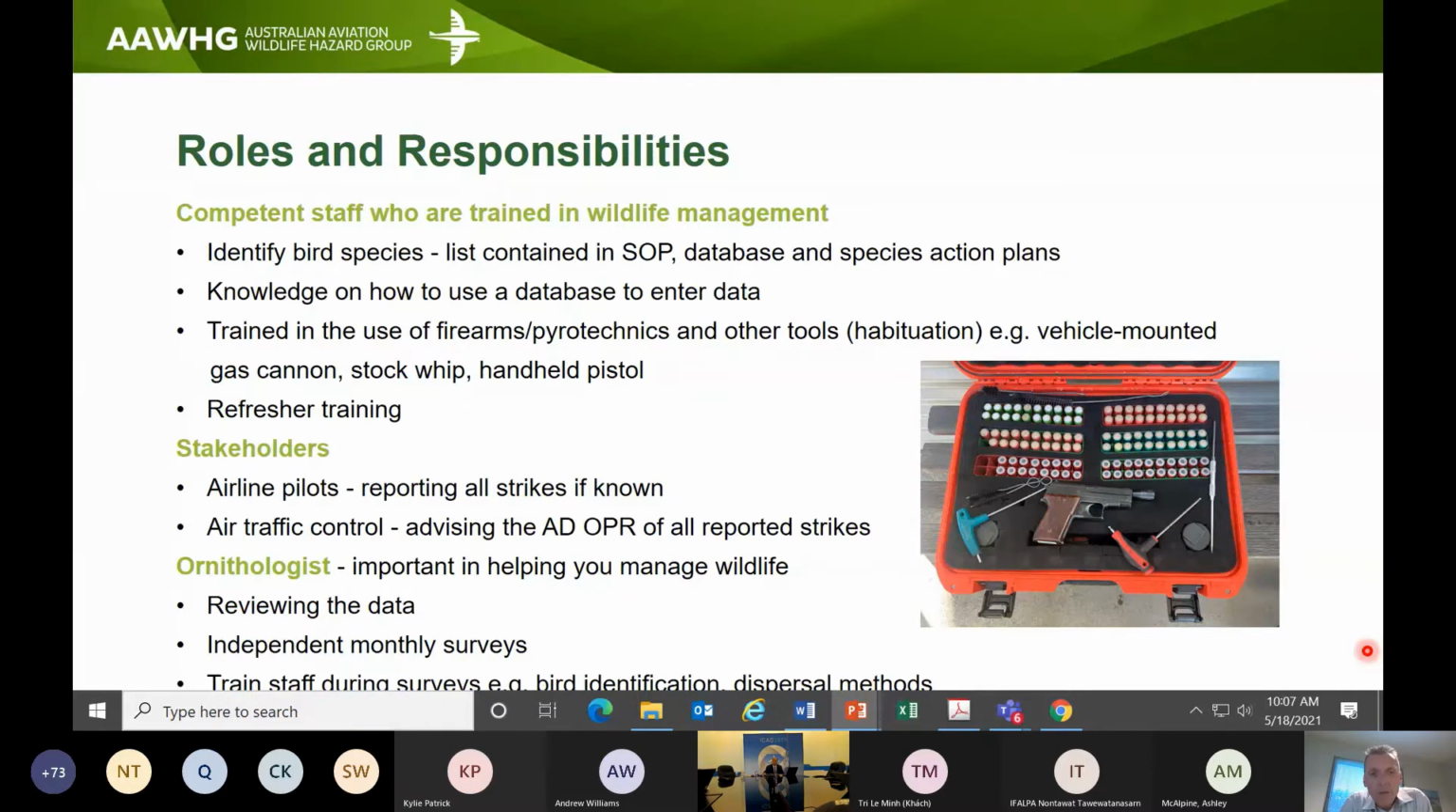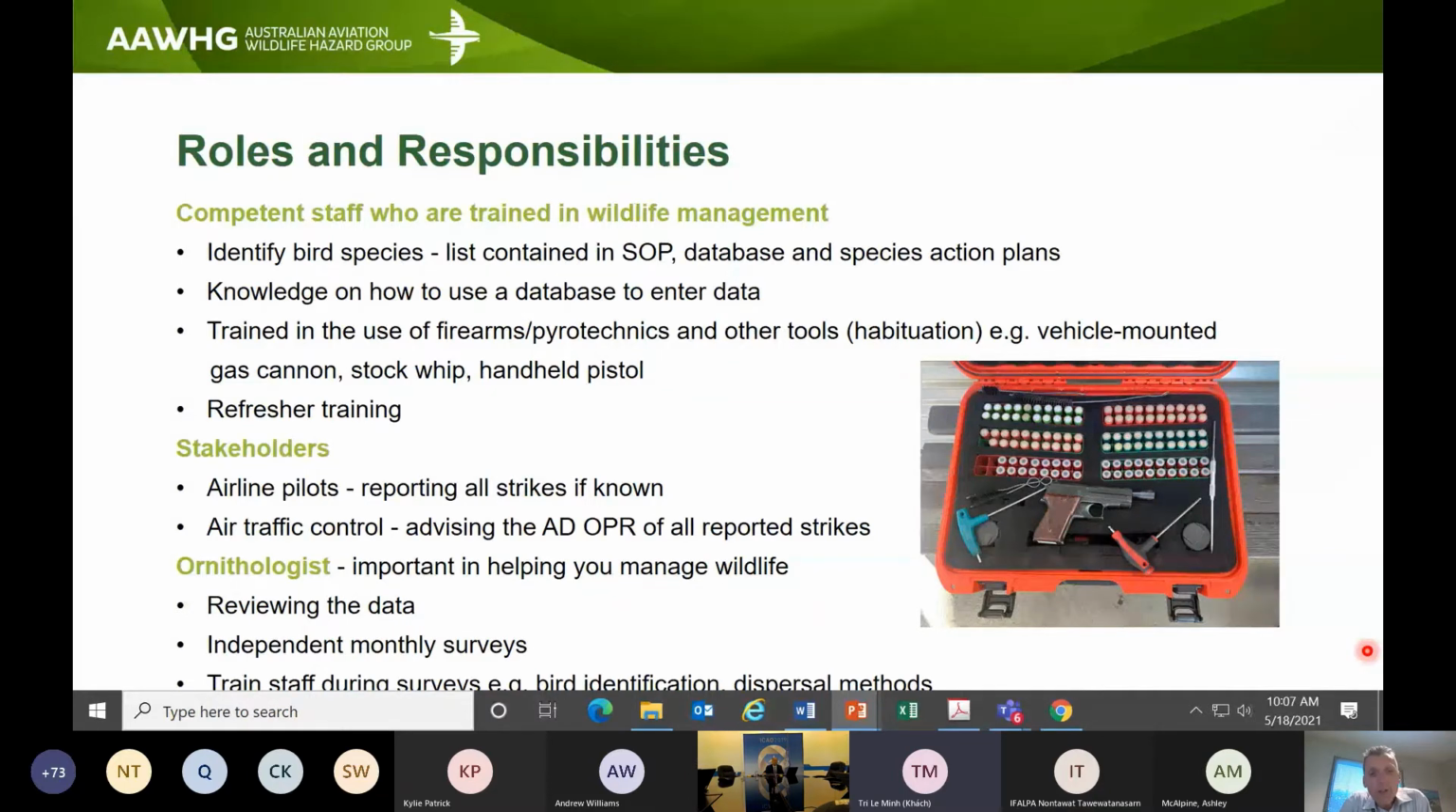Your ornithologist, if you have an ornithologist engaged, they are really important in helping you manage wildlife. They certainly are able to review the data that's collected. They undertake independent monthly surveys. So that's certainly independent of your own current wildlife counts that safety officers may perform each day. We undertake 2 to 3 wildlife counts each day, and the independent monthly surveys are carried out 3 times a month. So it gives an independent view.